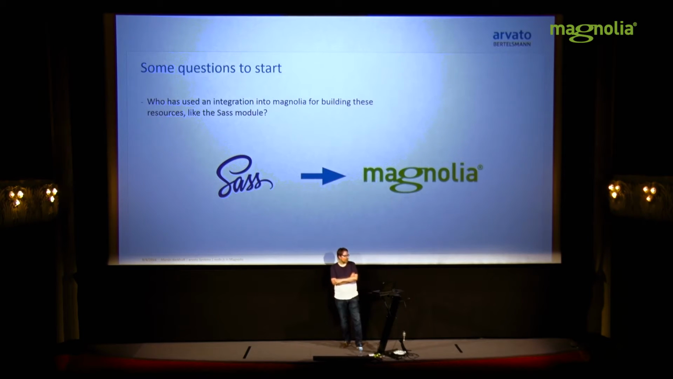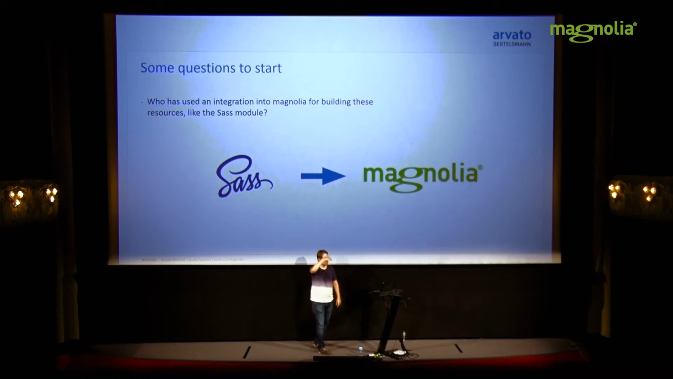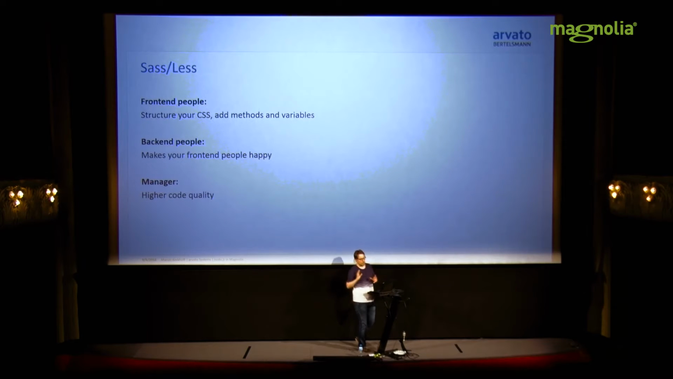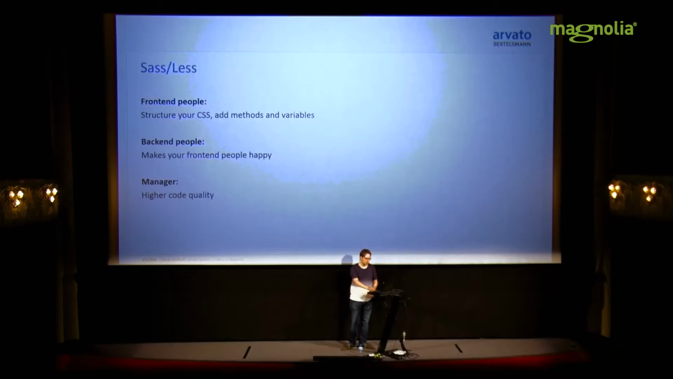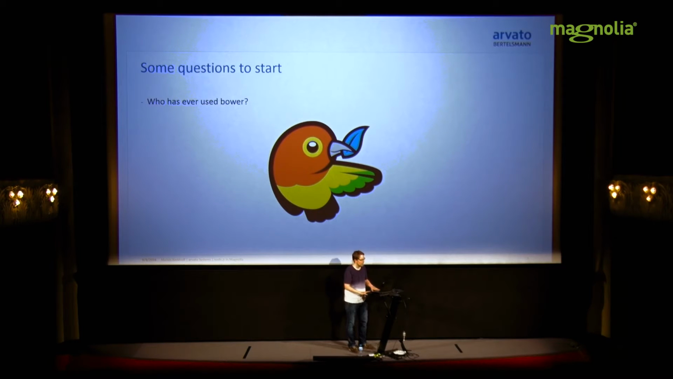Some questions on the Sass and Magnolia integration. Who has ever worked with a Sass module? There's a Sass module. Only two. So for people that don't know what Sass is, but I think Sass is more known, it's a structure for your CSS. You can add methods, you can add variables. For the backend guys here, it makes your front-end people very happy, and for the managers, you have hopefully higher code quality. Depends on the people working on it.